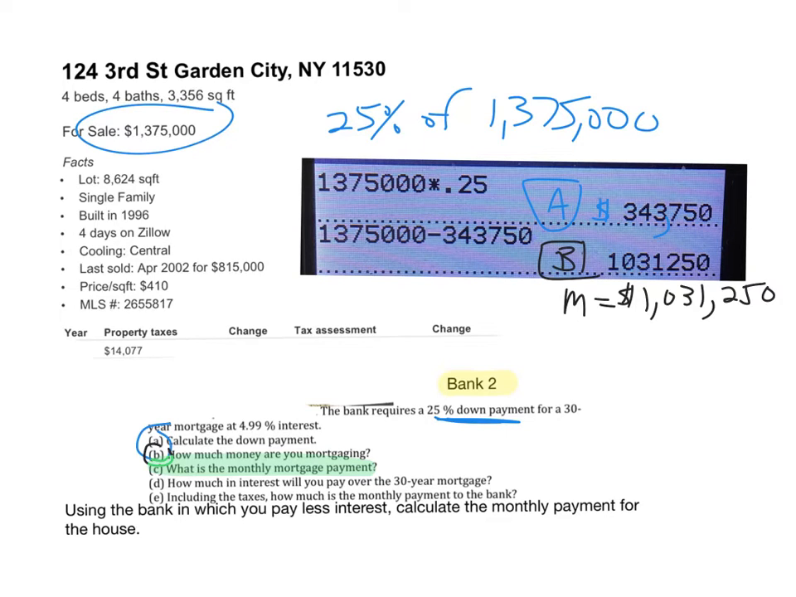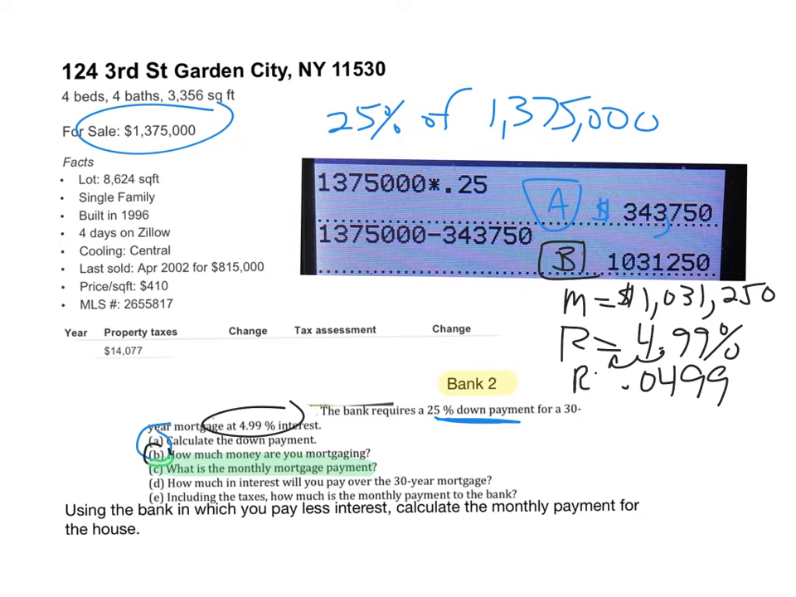M, for bank two, the interest rate is 4.99%. So our R is going to be 0.0499. And then for mortgages, unless it says otherwise, the amount of years is going to be 30. So take a moment. Enter in those three values now for bank two to calculate the monthly payment for bank two.